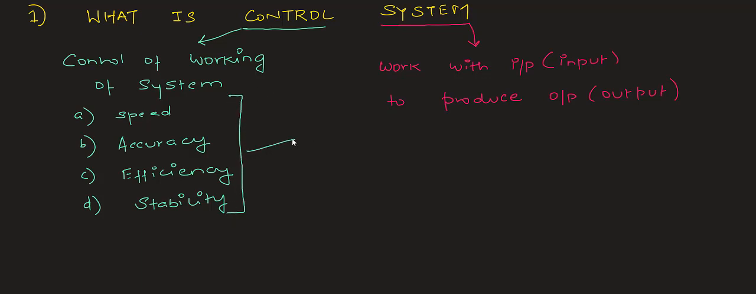Now coming to the system, what you have on the right side is a system that works with an input to produce an output. You have an input entity or an input variable which is sent to your system, and your system processes this input and gives you an output, just like your CPU, central processing unit. But we are not there yet.